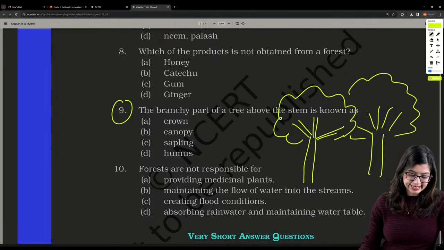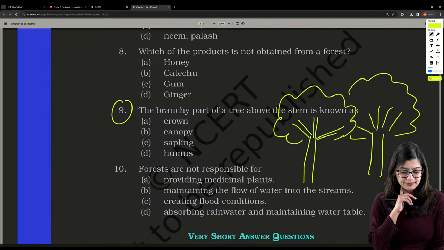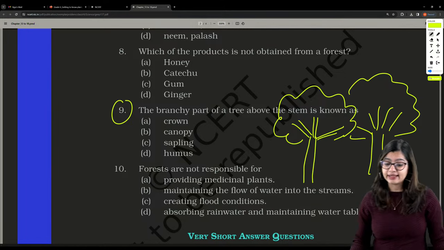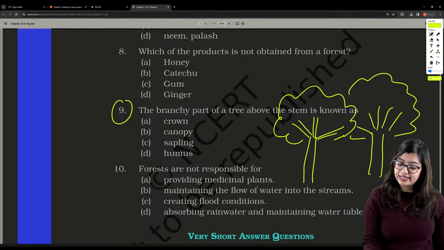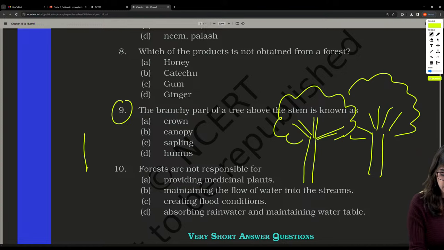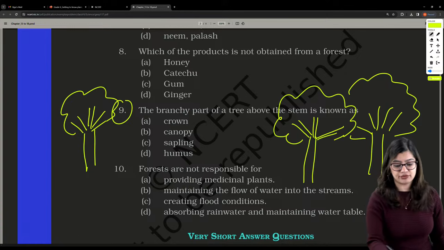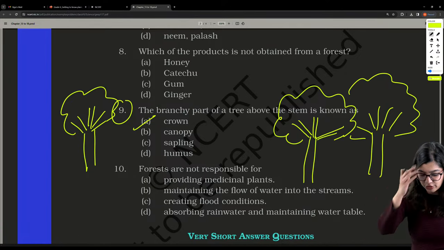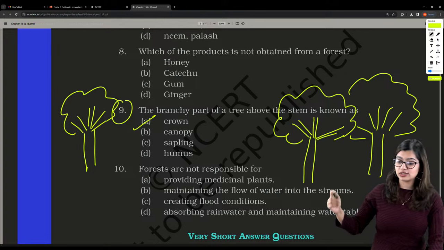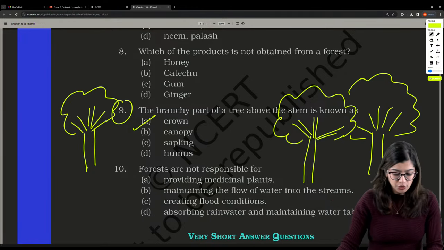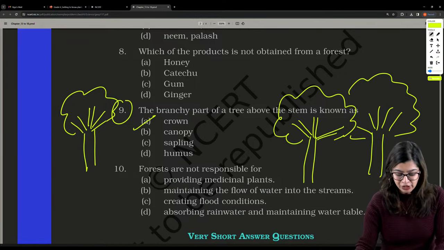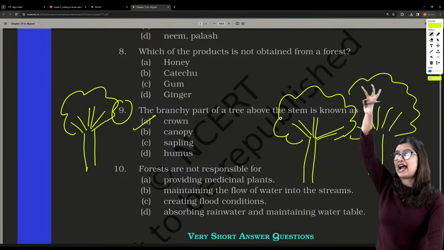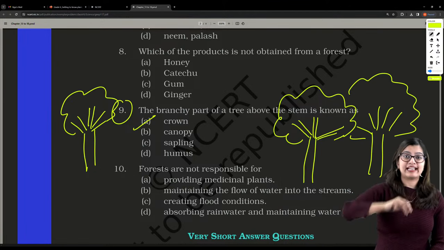We are confused with what is a canopy, and what is a crown. So see, the branchy part that you see, we're talking about an individual tree, where on the top, if this is my branch, I see these branches. So this acts like the crown of the tree, which is why the correct answer here is going to be option A. But because these crowns are present in many such trees, what do you see? Many such trees end up forming the canopy layer, which acts as a roof of sorts. So we call it the canopy layer.